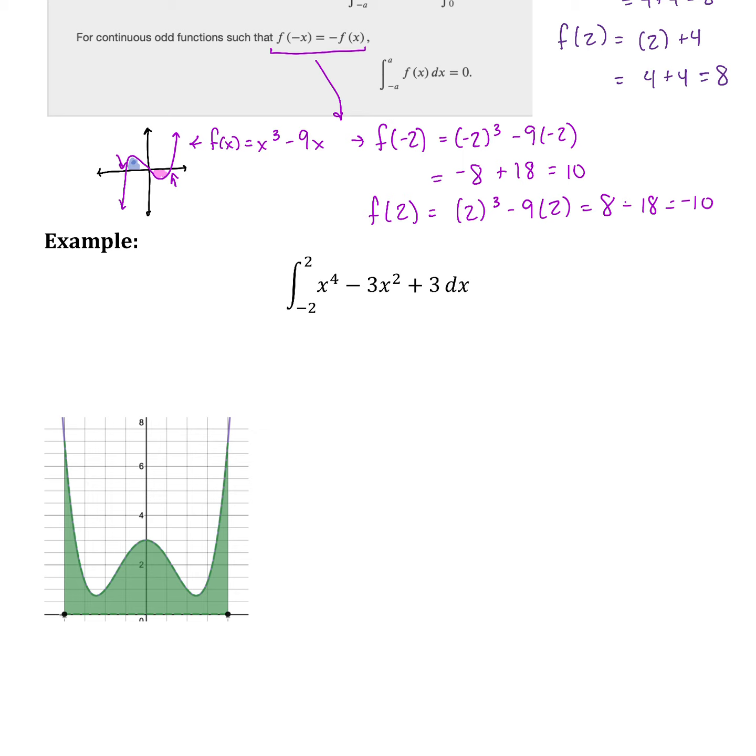So we've got the integral from negative 2 to 2 of x to the fourth minus 3x squared plus 3. The thing about this is that if you notice that the function is even or odd, that's great because it makes your life easier. So this one's even. So instead of finding the integral from negative 2 to 2, we can find the integral from 0 to 2, multiply that by 2, and we'll see in just a second why this is advantageous.